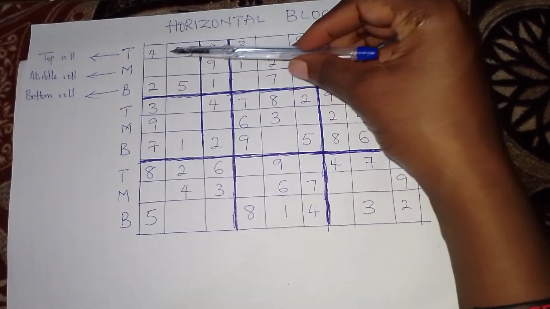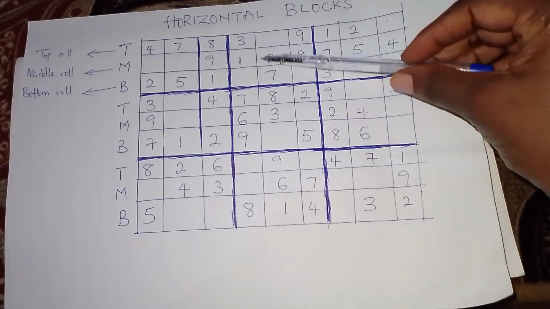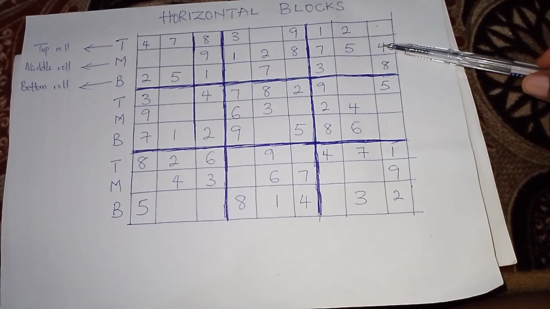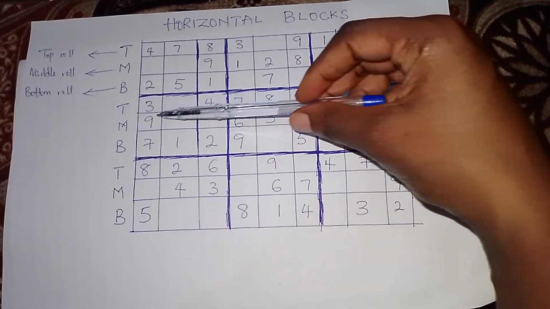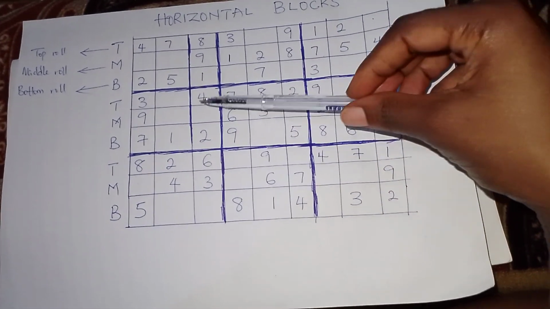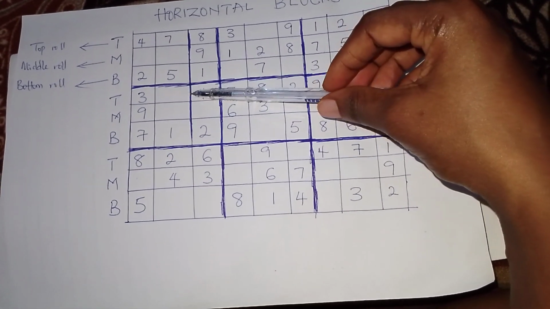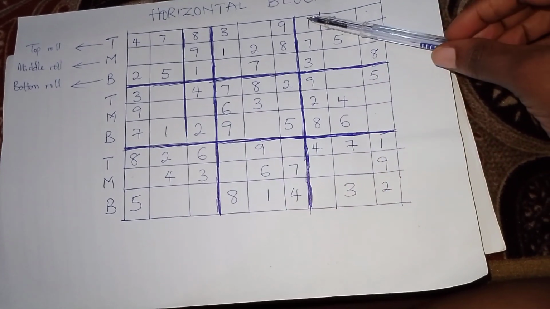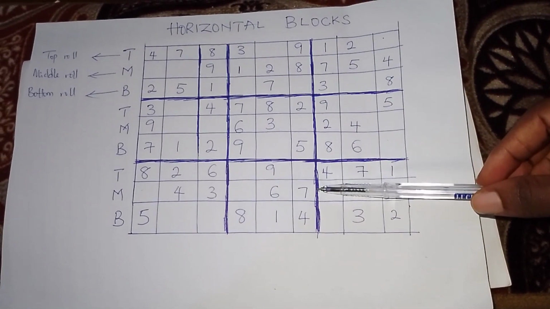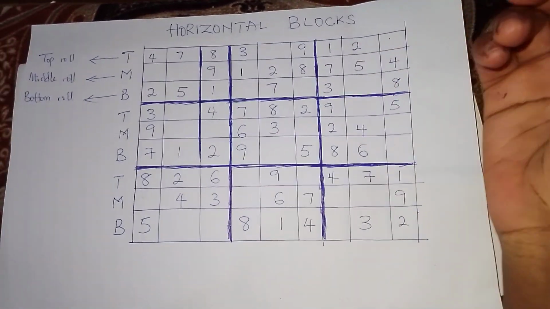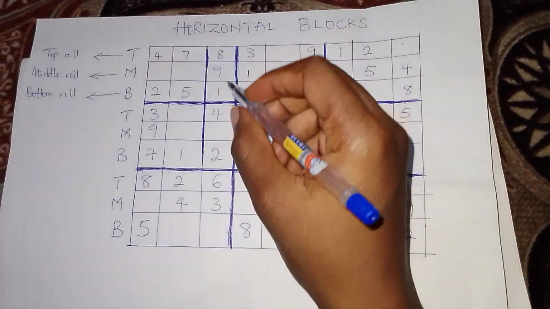So we have huge boxes, 1, 2, 3. These are the first horizontal blocks. And then we have another one, these huge ones demarcated with these thick lines. These thick lines are the ones that demarcate each big block. All right, so with that said, we're going to start off quickly.